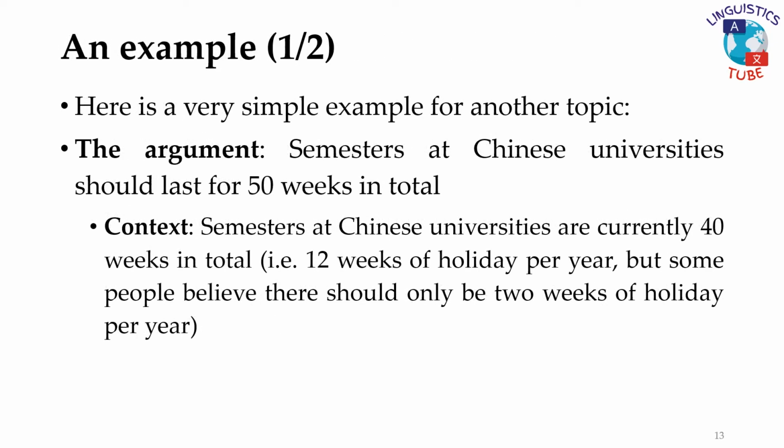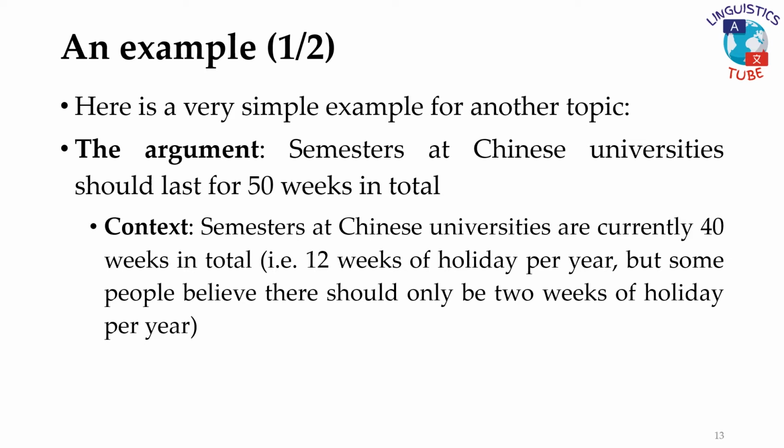Let's put all of this together and look at a very simple example for another topic. The argument that we will refute is, semesters at Chinese universities should last for 50 weeks in total. That might not make much sense, so let me provide some context. Currently, at Chinese universities, the semesters last for a total of 40 weeks. There are in fact 2 semesters which last for 20 weeks each.